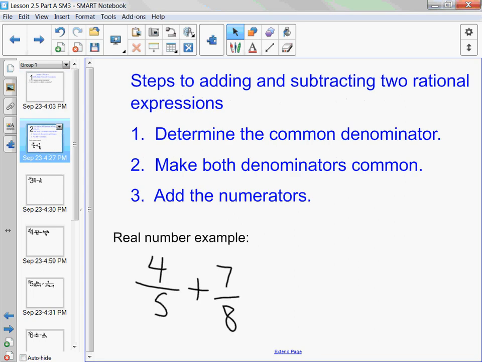Also, write down the steps to adding and subtracting 2 rational expressions. Number 1, determine the common denominator. 2, make both denominators common. 3, add the numerators. And we're going to do a real number example here in a second. But pause the video while you write those 3 steps down.